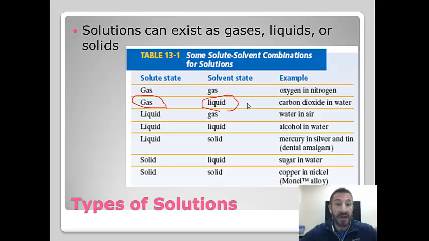So if you have carbonated water, that would be an example of a gaseous solution where you dissolve a gas in a solvent. Liquid would be alcohol and water. And so those are various examples, all listed in your book. And we talked about solid-solid solutions when we talked about alloys.